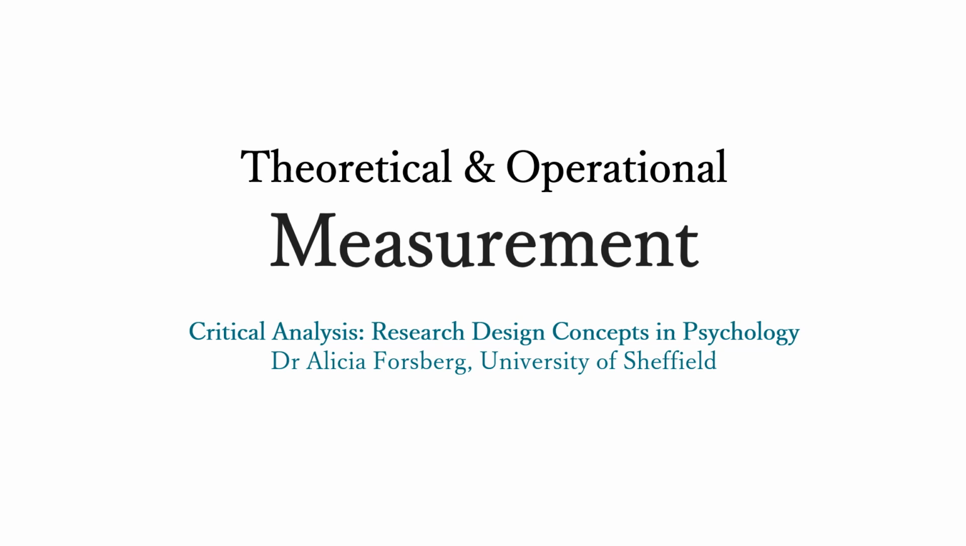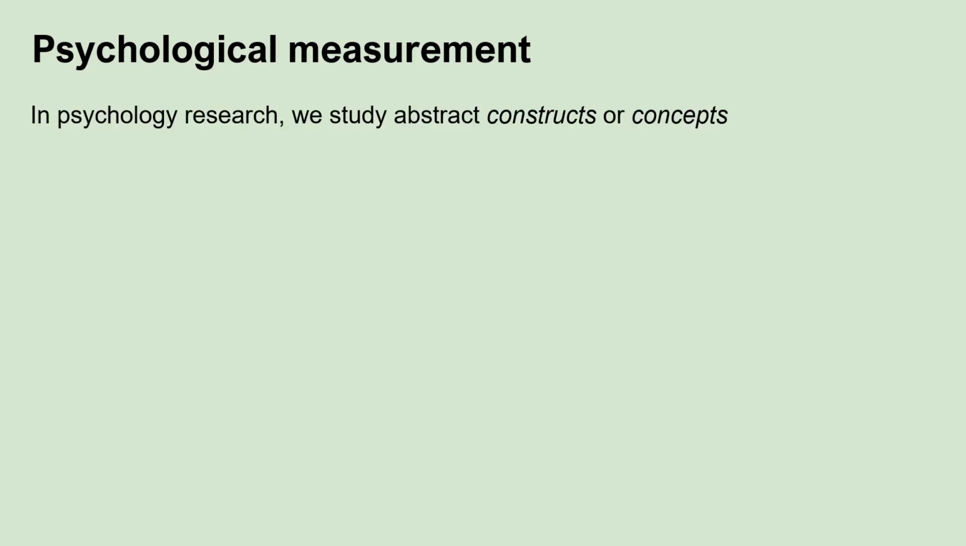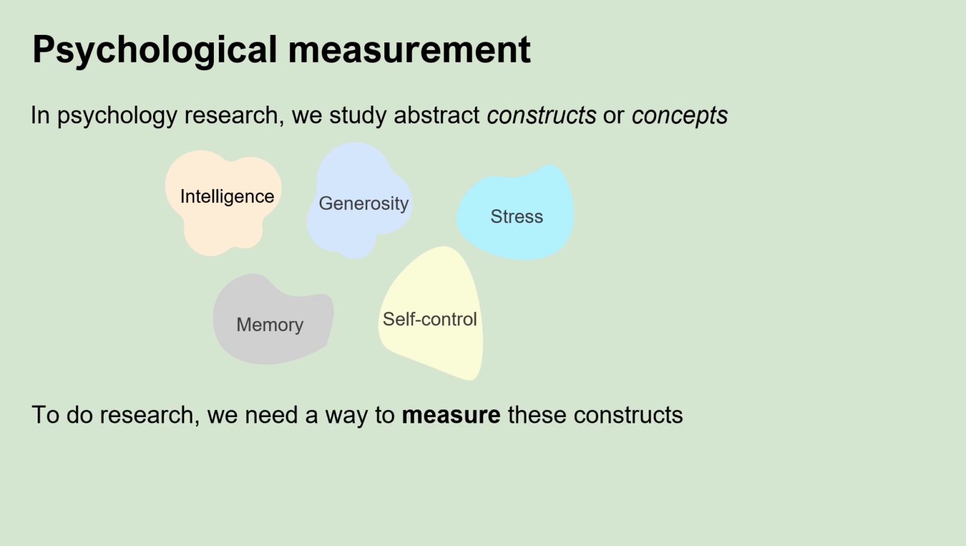Welcome everyone to this session on theoretical and operational measurement. In psychology research, we study abstract constructs or concepts. For example, intelligence, memory, generosity, self-control, or stress. And for us to be able to do research, we need a way to measure these abstract constructs.